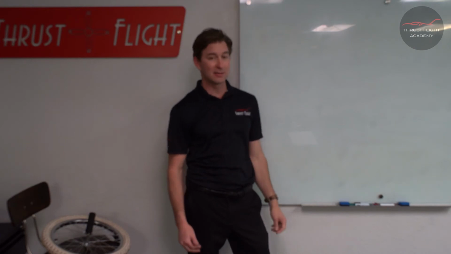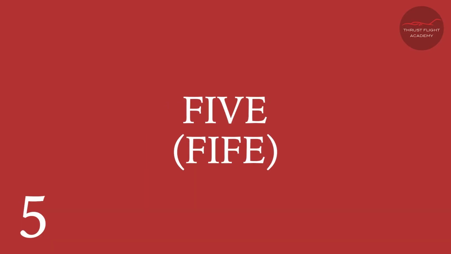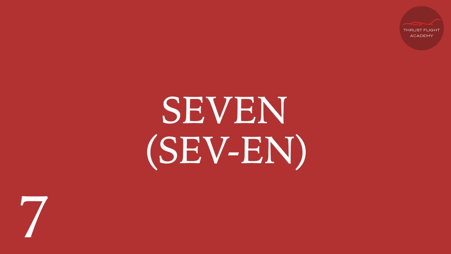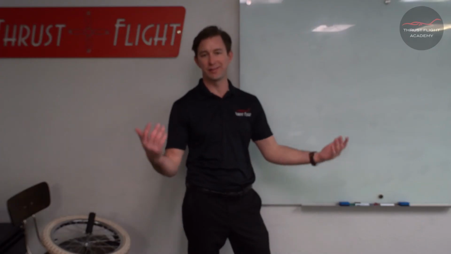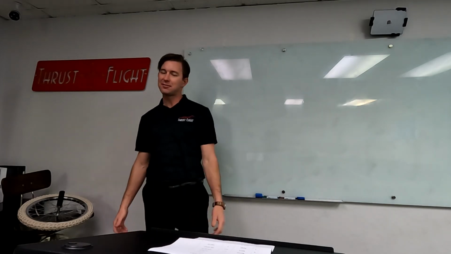So again, to walk you back through that: 1, 2, tree, 4, 5, 6, 7, 8, niner. And then of course you got 0. That one's pretty straightforward. Okay guys, next we're gonna step out to the aircraft and I'm gonna show you some tail numbers to kind of show you how to pronounce some tail numbers when you're looking at airplanes.